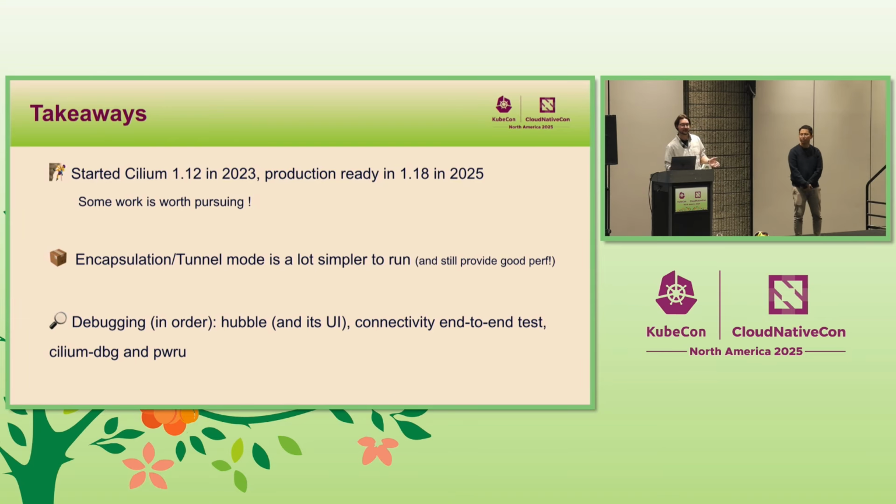In general, a takeaway is that encapsulation and tunnel mode is a lot easier to run in the Cilium world than native routing, because you don't need to control your networking layer. So if you're trying Cilium, if you want to onboard and adopt it, I'd recommend trying encapsulation first. You take a performance hit in terms of MTU overhead, but in our own benchmark and in our cluster, that still provides very good performance. So you might be able to get away with just running encapsulation.